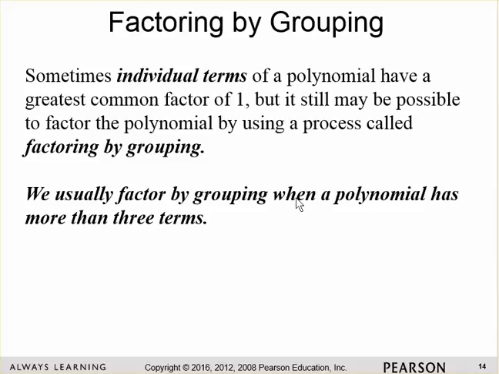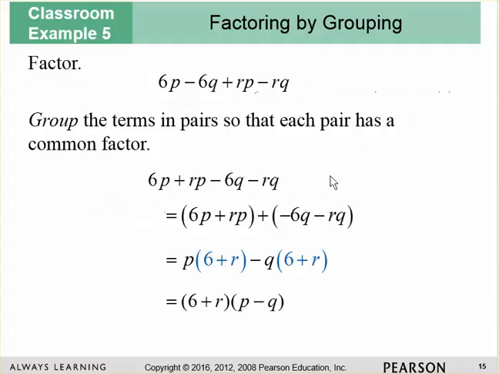And see this bold writing here. Factoring by grouping has a certain look. And the look is that you have a polynomial that has 4 terms, 3 or more than 3. So usually it's going to be 4. It could be more than 4, but the most common is going to be 4 terms.